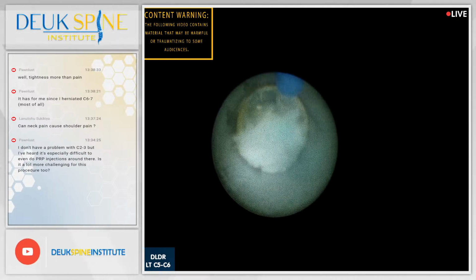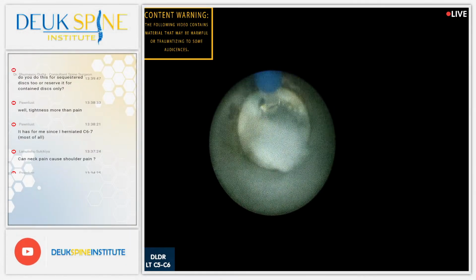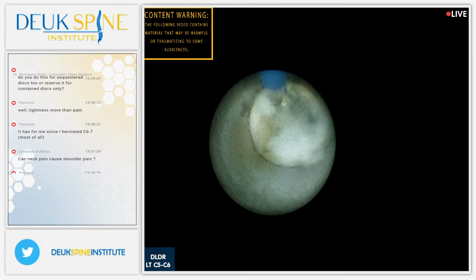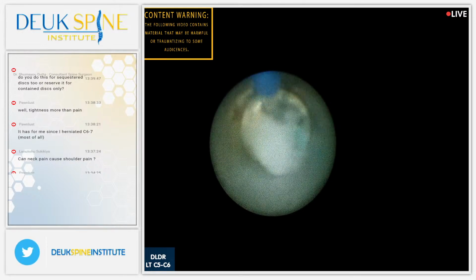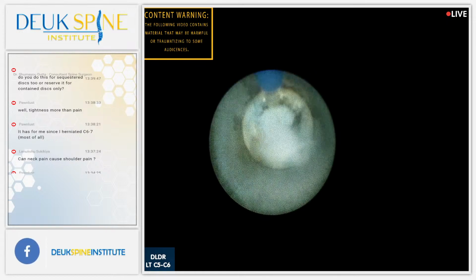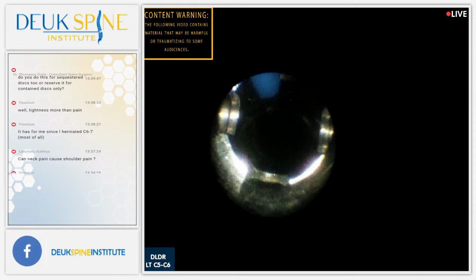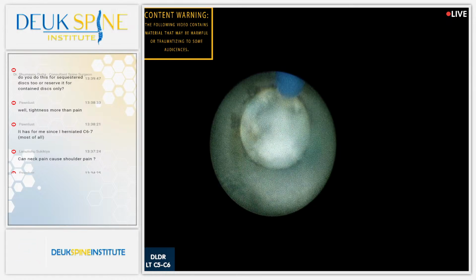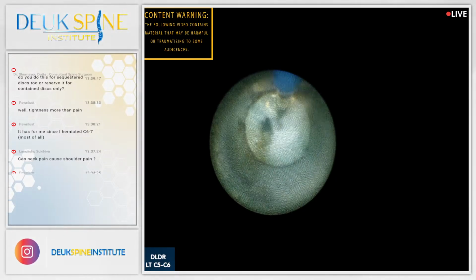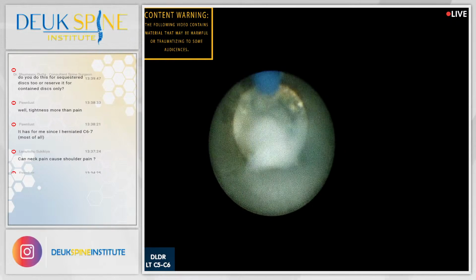Great question. So fixing a disc at C2-3 is very difficult. It's probably the hardest disc to fix in the neck if you need to. Thank God, only about 1 in 10,000 patients need a C2-3 disc fixed. So the vast majority are C5-6, C6-7, C4-5, C3-4. But it's less than 1 in 10,000 that need a C2-3.